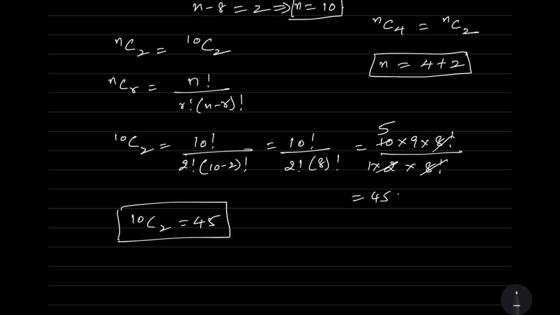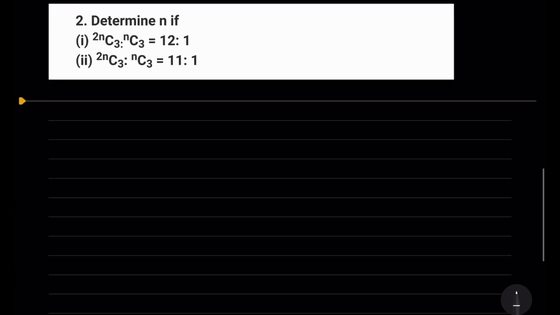That is nC2. In the second problem, determine n if 2nC3 is to nC3 is equal to 12 is to 1, and the second one, 2nC3 is to nC3 is equal to 11 is to 1.